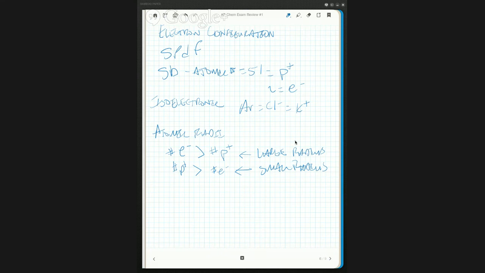Okay, and so if we were to take these three and put them in order, argon has the same number of both. Chlorine has more electrons than protons, and potassium has more protons than electrons. So if we're putting them from smallest to largest, the smallest would have to be K plus, and the largest would have to be Cl minus, and argon being even numbers right in the middle.